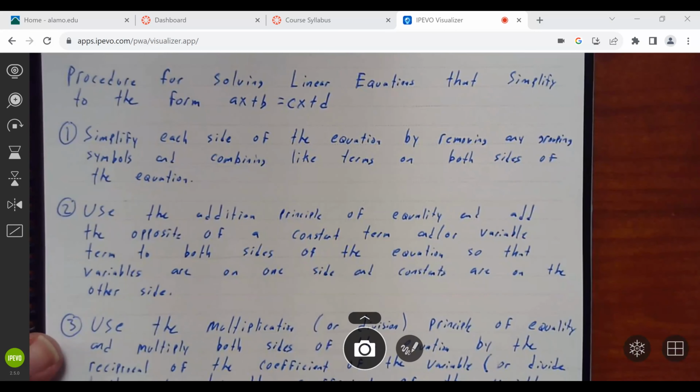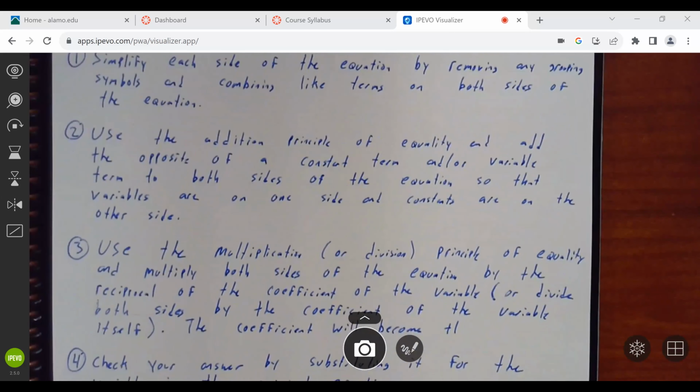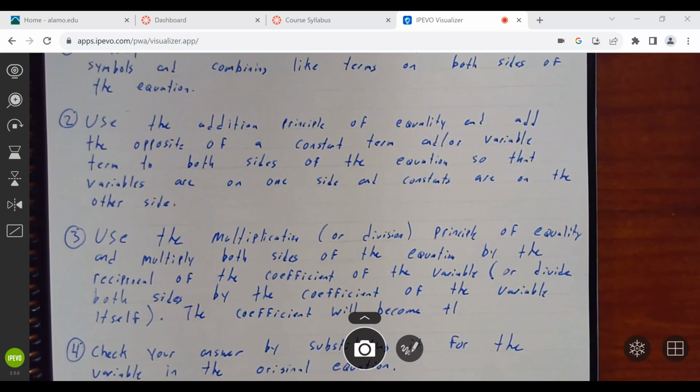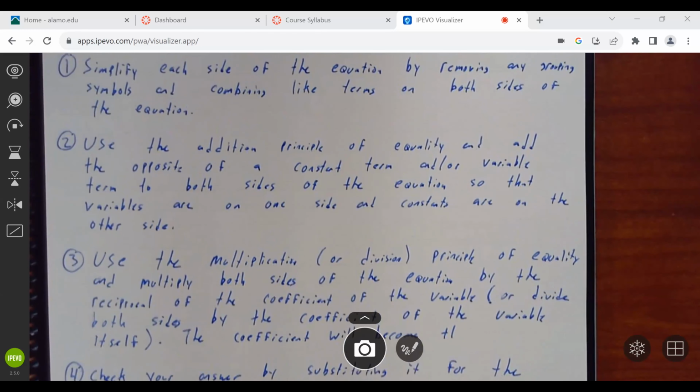Number 3, use the multiplication or division principle of equality to multiply both sides of the equation by the reciprocal of the coefficient of the variable, or divide both sides by the coefficient of the variable. Remember, you're trying to get to 1. Then you'll have a coefficient of 1.